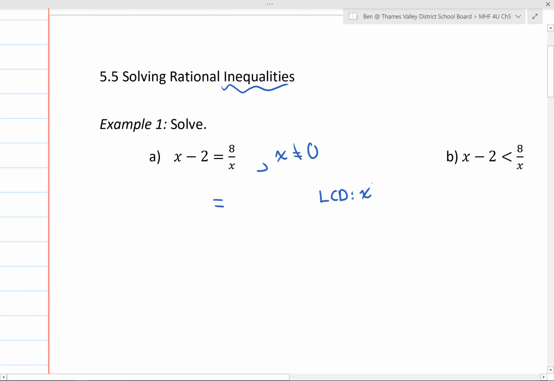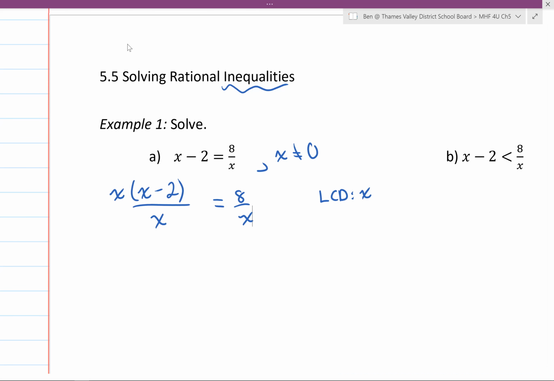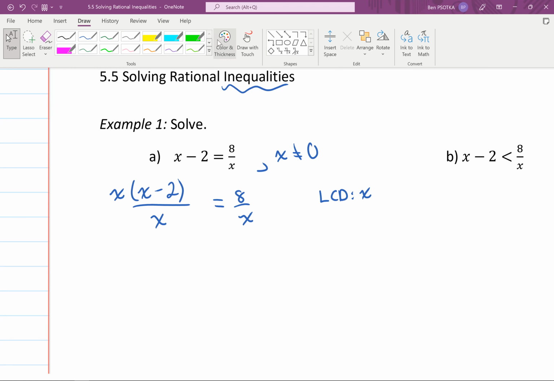If my lowest common denominator is x, then I need to make sure all of my terms have that. I can multiply my left-hand side by x over x, so I'm working with x squared minus 2x, over x, and on my right-hand side, still 8 over x. Good. Now, I apologize, folks, I'm recording this video from the school, as you can hear. Now that I've finished that, I know how to work forward from here.